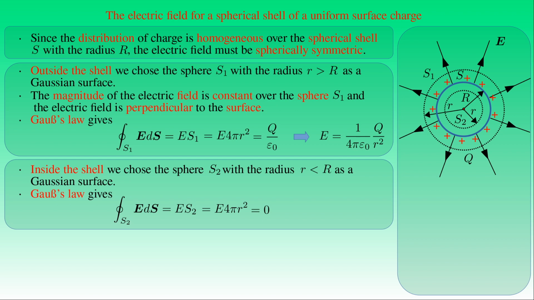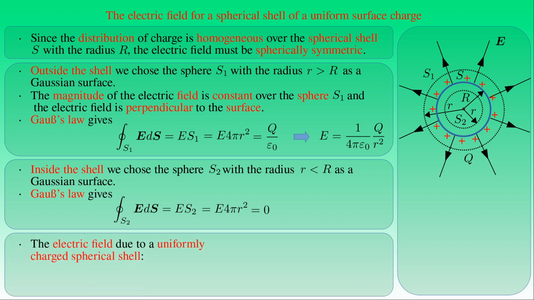Since the radius of the sphere is less than the radius of the shell but otherwise arbitrary, the electric field must be zero inside the shell. Then we conclude that the electric field E due to a uniformly charged spherical shell with the total positive charge Q is the following.